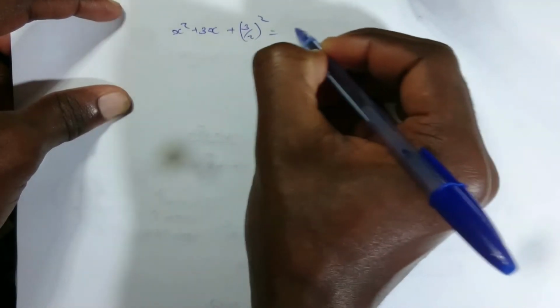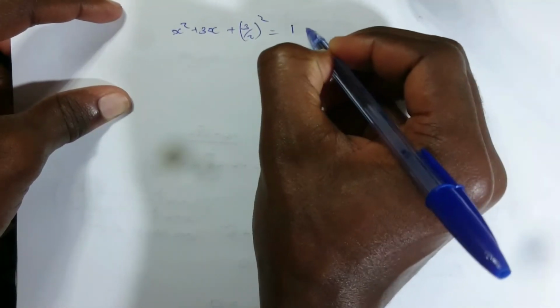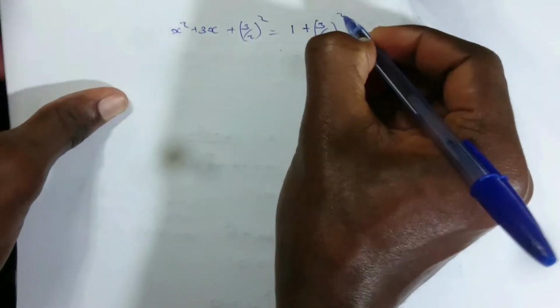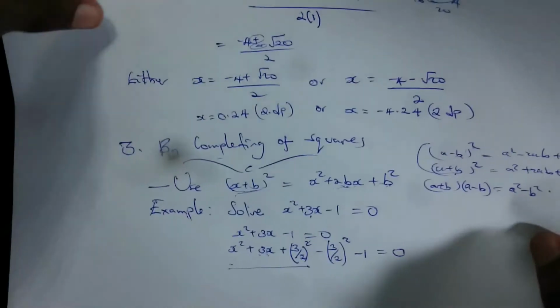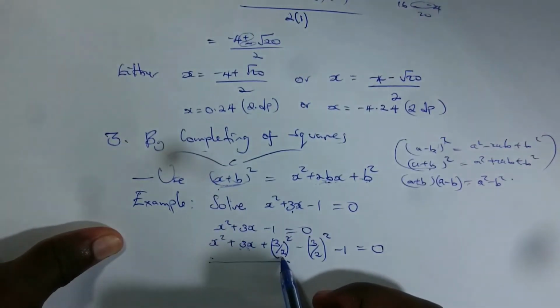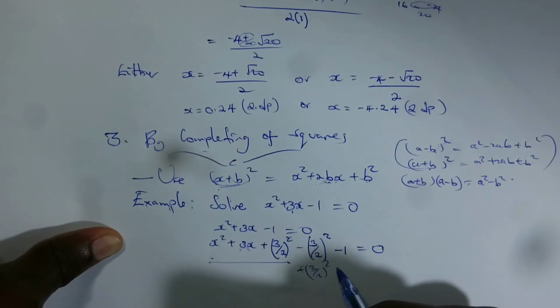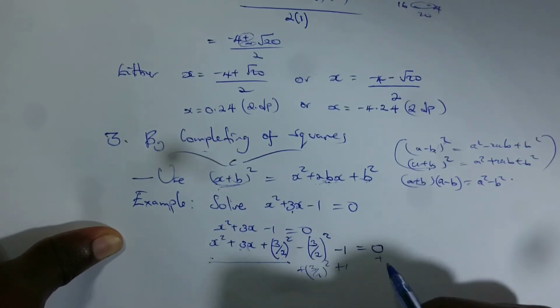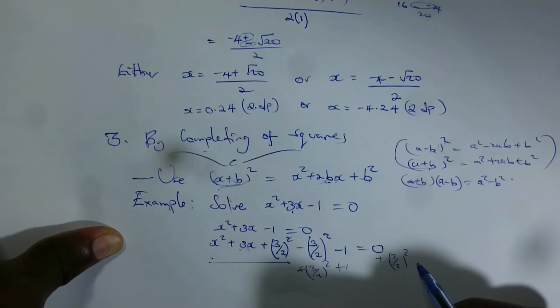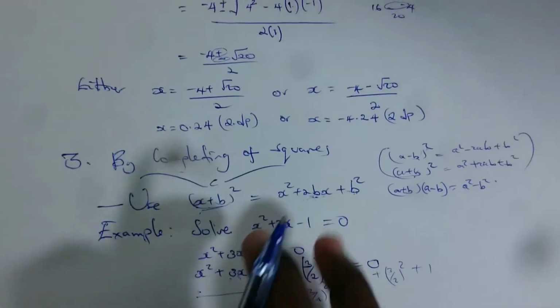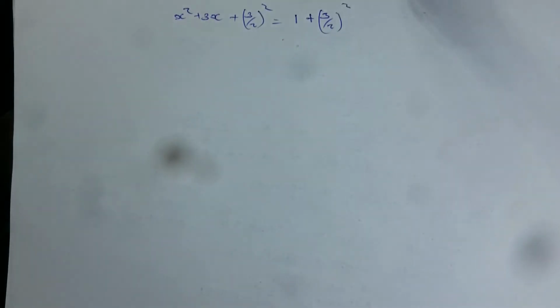I said we take negative 1 to the other side. We have 1, then plus 3 over 2 squared. From this, we took this to the other side, we added 3 over 2 squared here, then we added the same to the other side, so that we can have the positive on the other side. That's what we simply did.